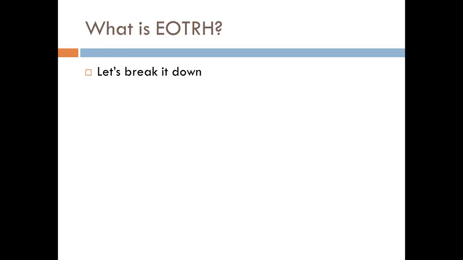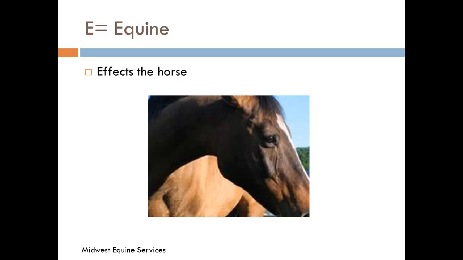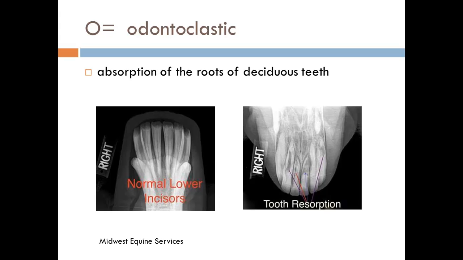So what is EOTRH? Let's break it down to a simpler format. The E is for equine. This syndrome affects the horse, but similar syndromes are often observed in felines. The O is for odontoclastic, which simply means the tooth roots are being absorbed.